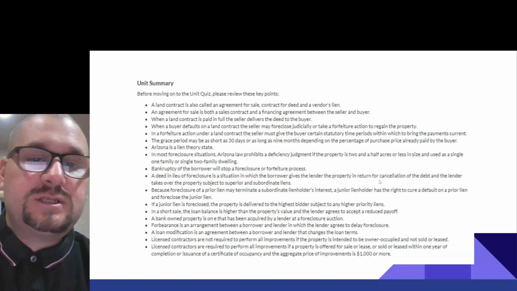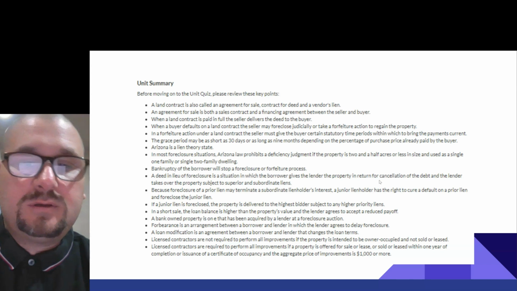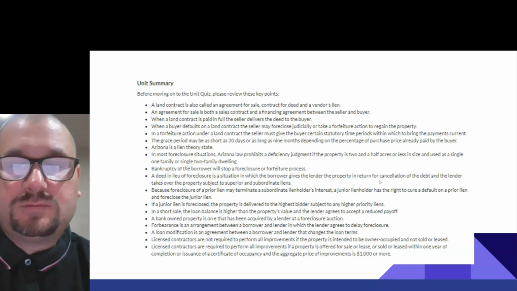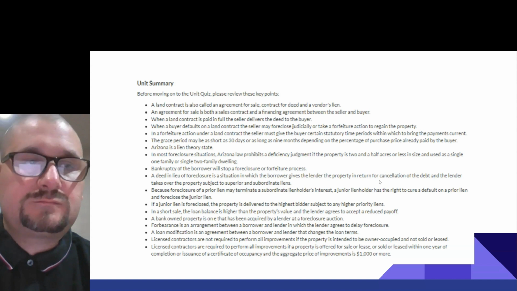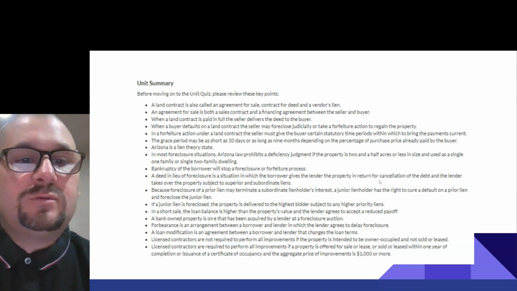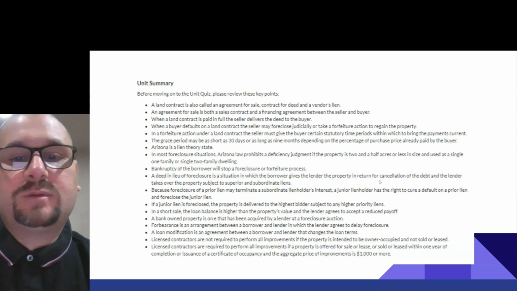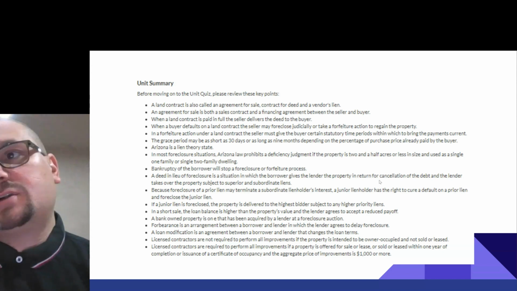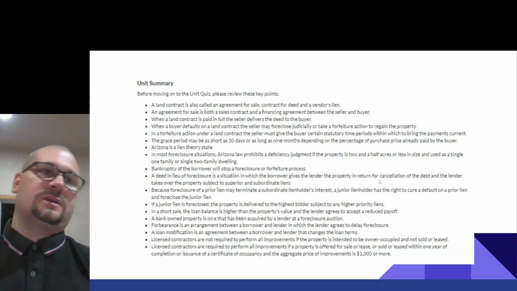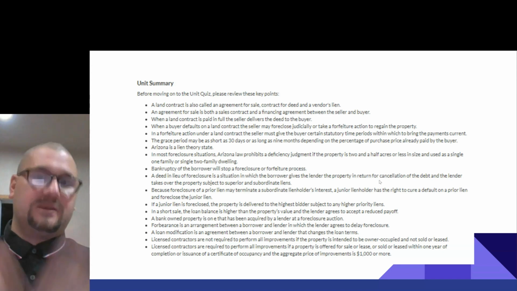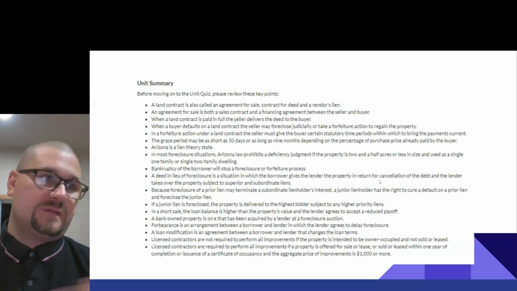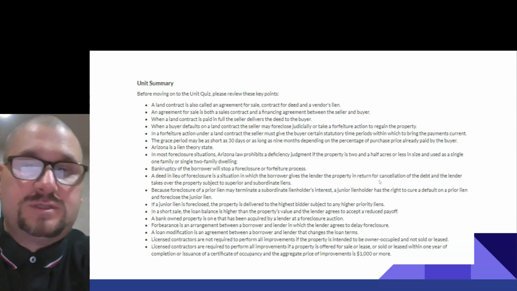A loan modification is an agreement between a borrower and lender that changes the loan terms. So if you've heard about loan modifications, it's an agreement between a borrower and a lender that changes the loan terms. In the purchase contract, you have a begin date, end date, and the terms. But if you want to modify that loan, it's called a loan modification, and it changes the terms of that contract.